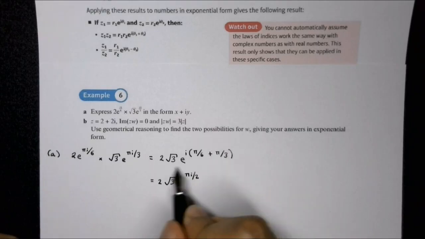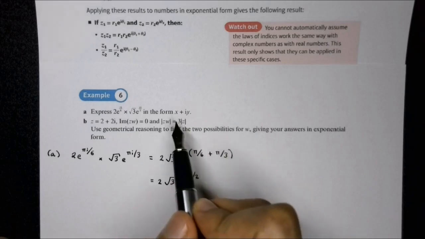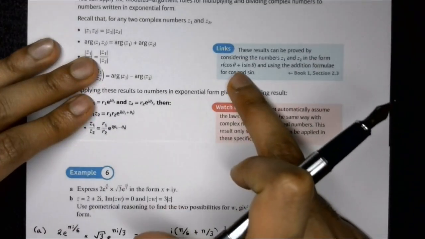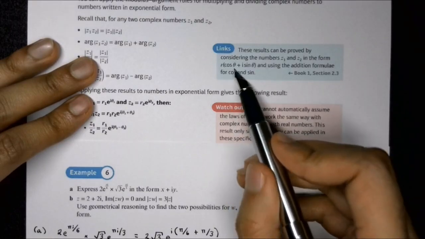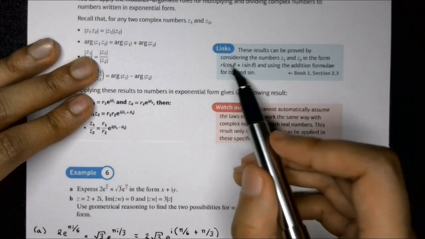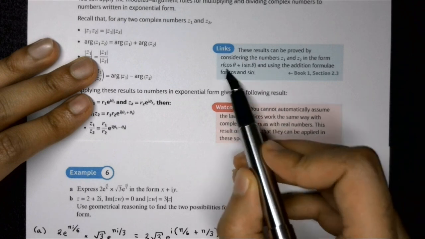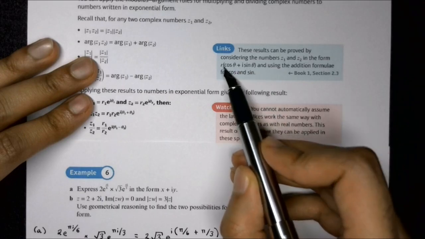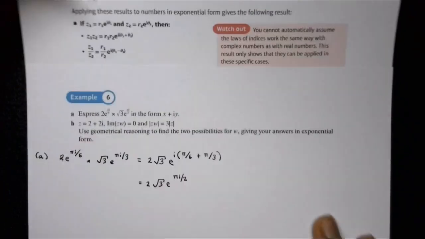Now we need to express this result in the form x plus iy, and to do this we can use the result we had over here. We know what essentially this new r is, we know what the new theta is. So if we substitute those into this equation over here, we can then simplify the result.